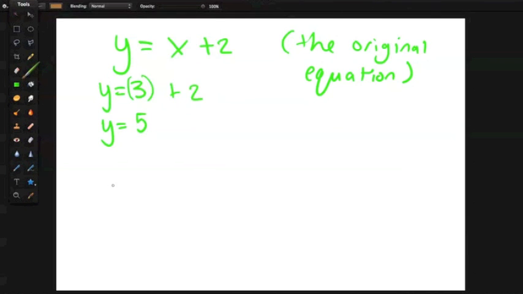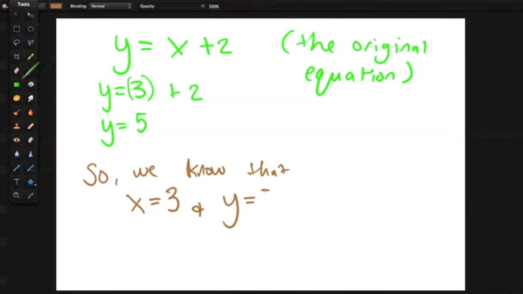So through substitution, just that simple little step, I can get the answer to what the variables are. It's pretty self-explanatory. You probably already know it. So yeah, here you go. x equals 3 and y equals 5.